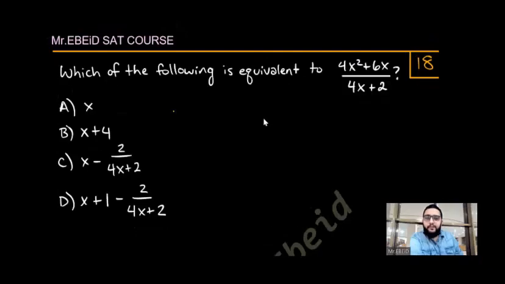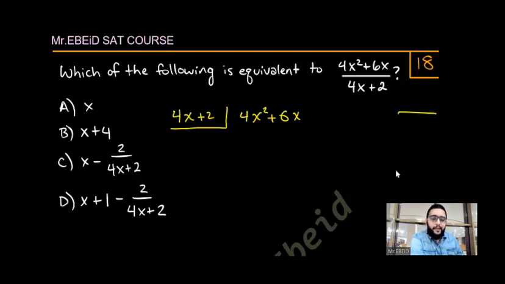Which of the following is equivalent to (4x squared plus 6x) over (4x plus 2)? This is long division, so we will start the division. This is the dividend, and we write the dividend here, 4x squared plus 6x. And this is the divisor, 4x plus 2. We have four basic operations: divide, multiply, subtract, then bring down.